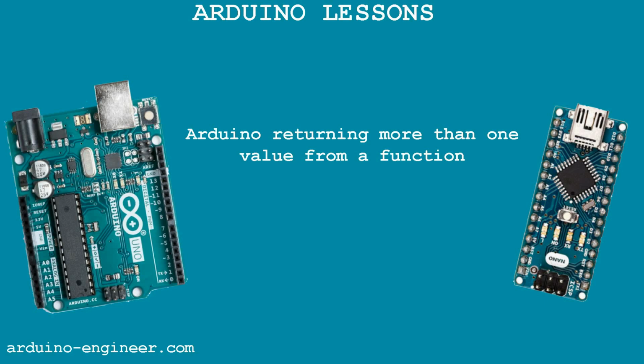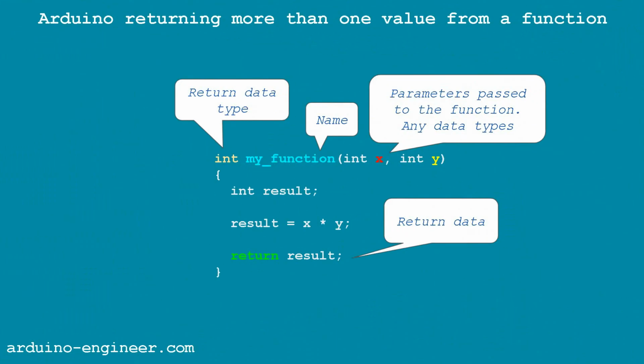Arduino returning more than one value from a function. Hello friends, from the Arduino lessons functions video, we already know that many variables can be passed to a function, and it can return either nothing, void type, or only one variable with the type specified when the function was declared. But what if there is a need to return two or more variables from a function?